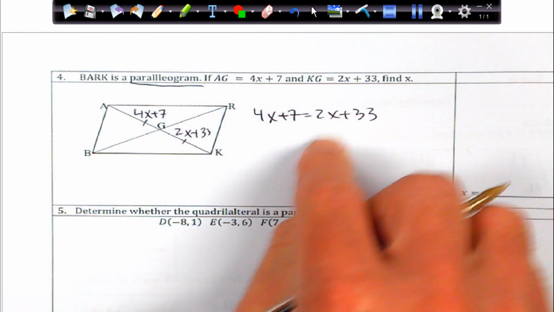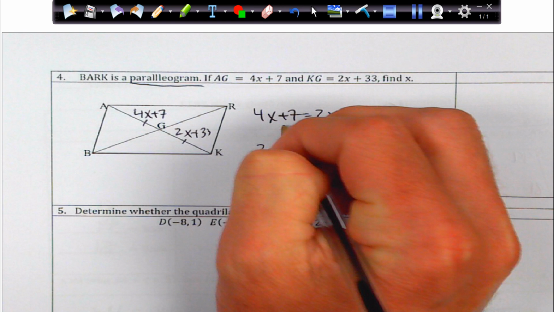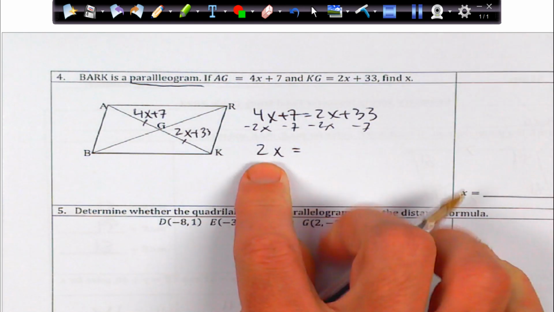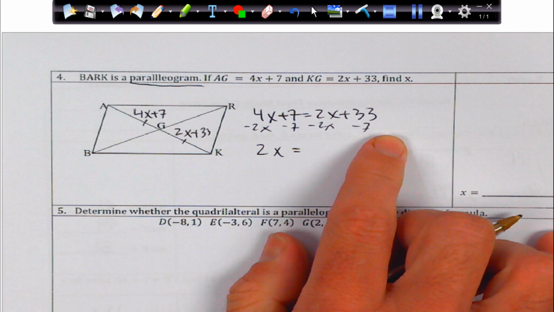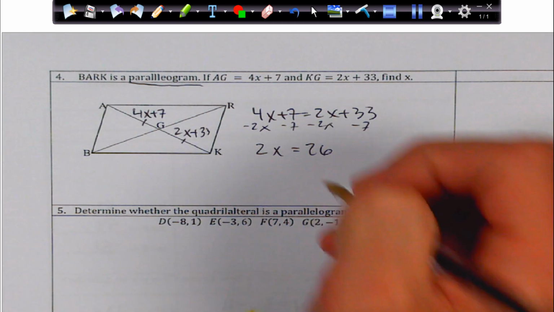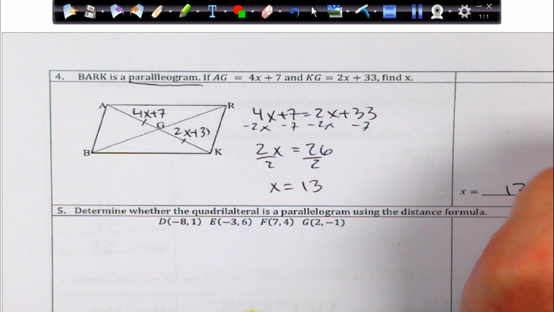I'm going to subtract the 2x over to leave me with 2x. I'm going to subtract the 7 over. So I'm going to subtract the 7, subtract the 2x. So we're left with 2x. And then 33 minus 7 is going to be, and again, I just checked with my calculator, I don't want to make a mistake here. Divide by 2. X equals 13.